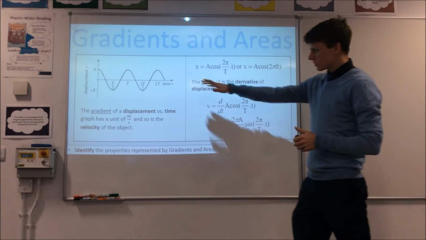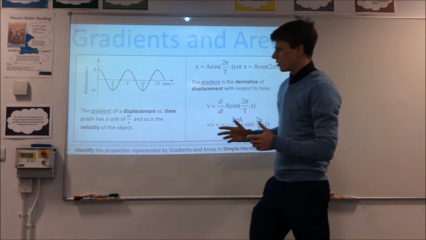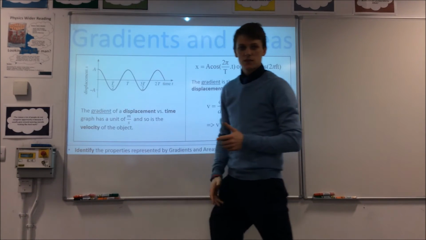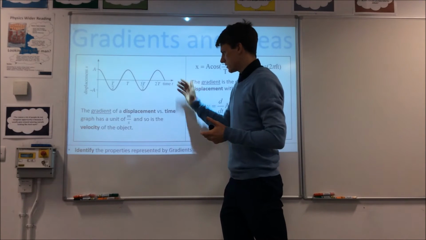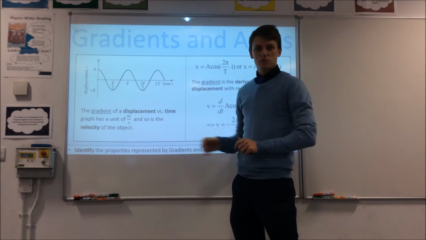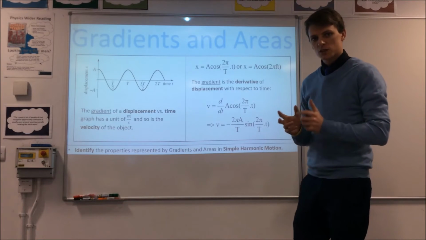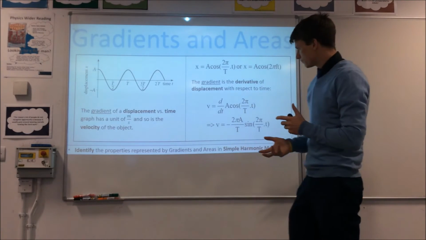Okay, so we've got the same graph as before, and if you think about what the gradient represents, well, our unit on the y-axis is meters, and our unit on the x-axis is seconds, so the gradient will have units of meters per second, which means it's a velocity. Okay, so we know the gradient of our graph is going to be the velocity of the object.